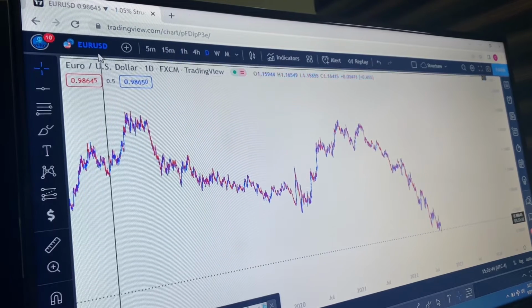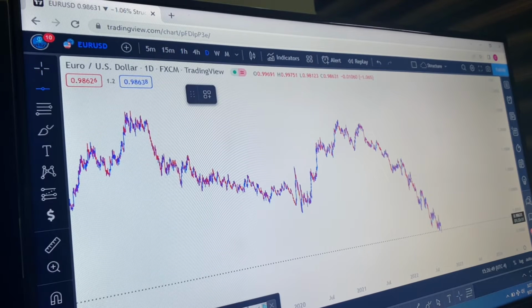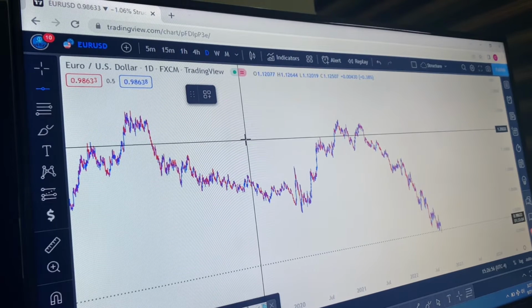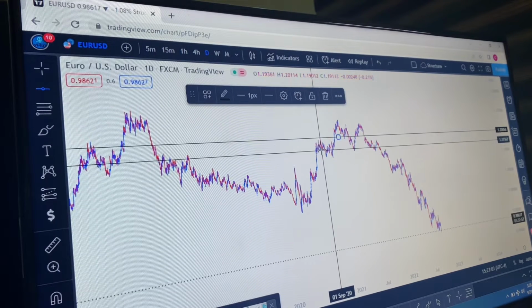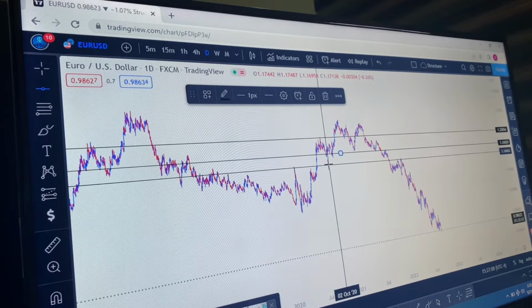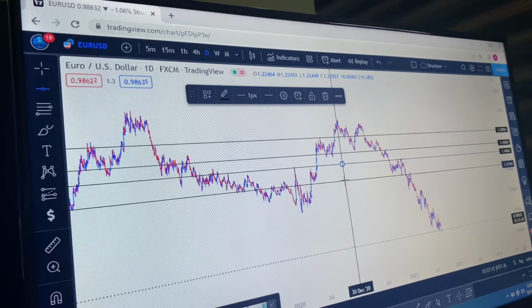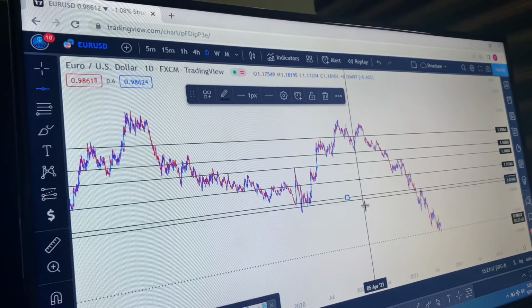Now this is the higher time frame, daily. Let's highlight the major support and resistance on this chart. This is one major support and resistance. This is another one here, major support and resistance. This is another one here. This is another one here. Do you guys understand? This is another one here, support and resistance.